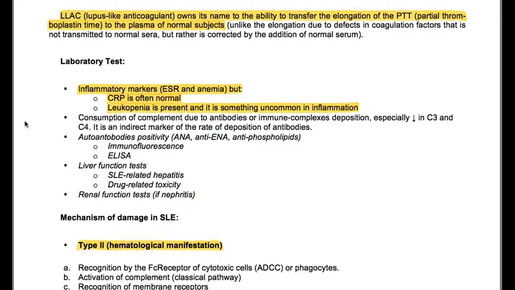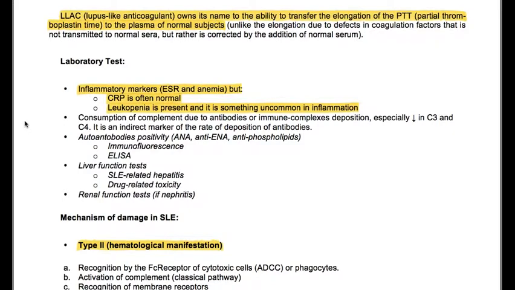Laboratory tests are inflammatory markers, ESR and anemia, but CRP is often normal, and leukopenia is present, and this is something uncommon in inflammation. We have consumption of complement due to antibodies or immune complex deposition, especially a decrease in C3 and C4. It's an indirect marker of the rate of deposition of antibodies. We have autoantibody positivity, ANA, anti-ENA, antiphospholipids, detected by immunofluorescence or ELISA. Liver function tests: so we have SLE-related hepatitis and drug-related toxicity, and renal function tests if we have nephritis.